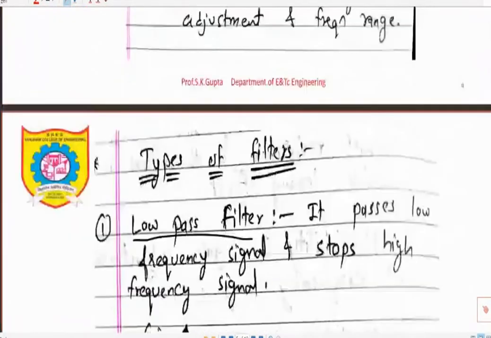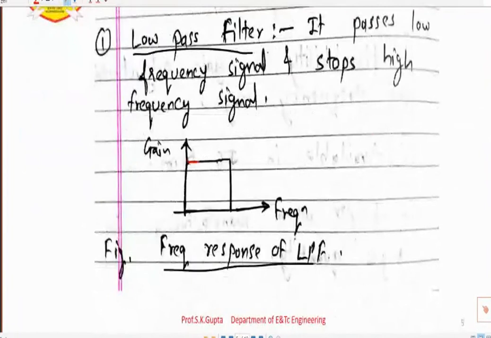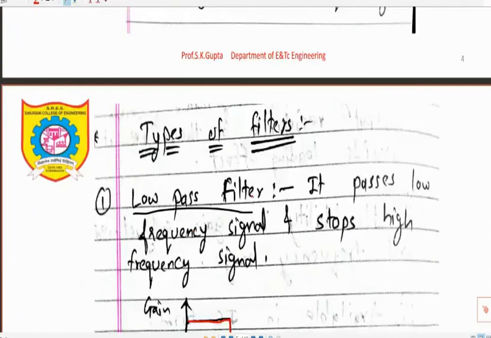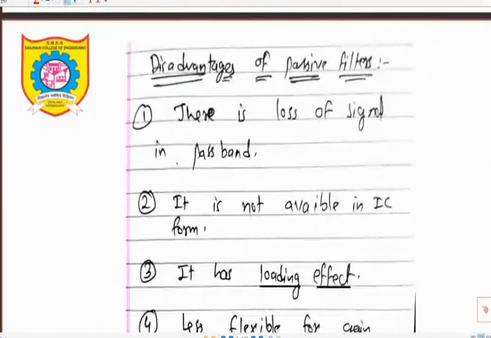So this is the pass band. Whenever we are passing the frequency, that is called the pass band. And this is the stop band. We are not passing the frequency, that is called the stop band. So there is loss of signal. That means gain is not constant. Gain is a little bit decreasing in the pass band. That is, there is a loss of signal in the pass band. So that is the first disadvantage of passive filter.